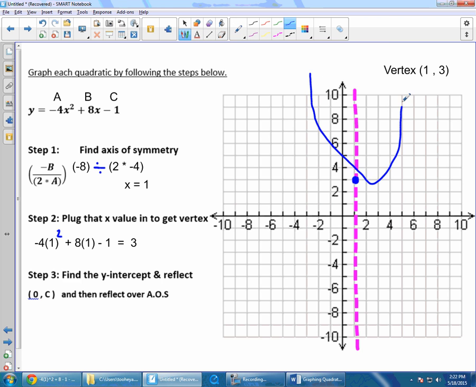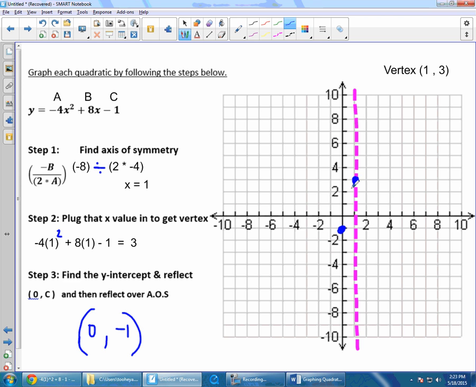Now I have to figure out if it opens up like a smiley face, or if it opens down. The way to find that is to use my y-intercept and reflect it. So I do 0, C and then reflect across the AOS. I plot 0, comma, my C value. C is -1. So I go to -1 on the y-axis, to 0, -1, and put a dot there.